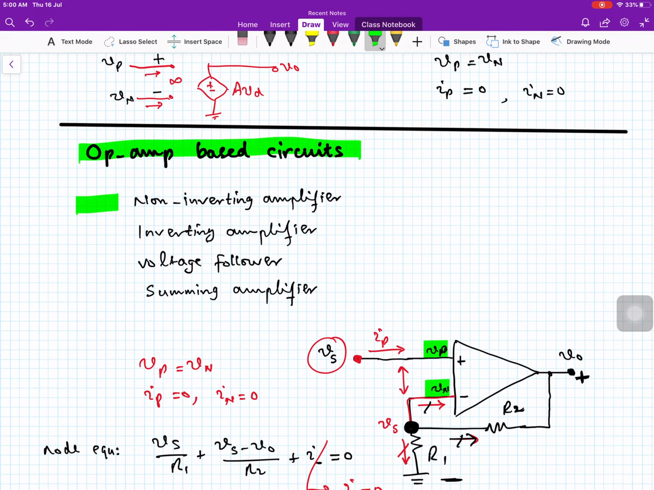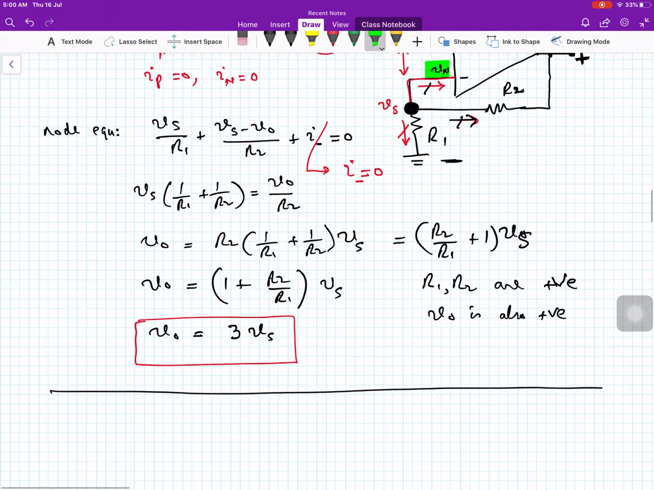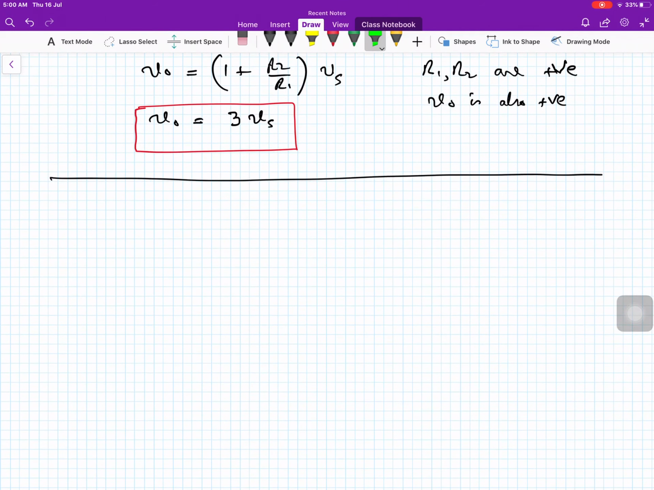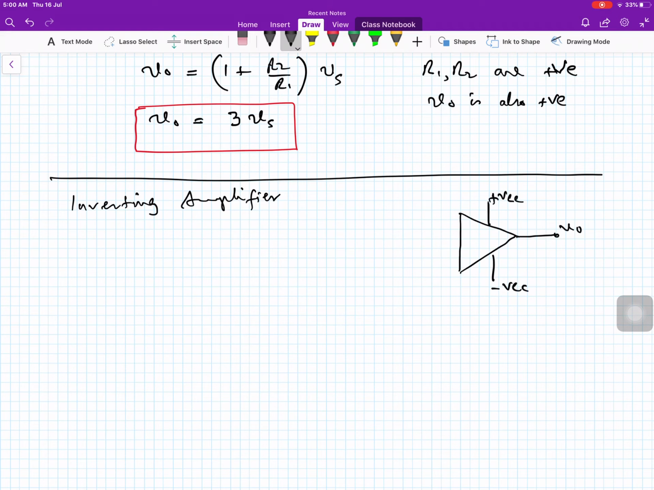So then, the inverting amplifier. In the inverting amplifier based on op-amp, we take the operational amplifier and this is Vo. Note that we don't show plus VCC and minus VCC. We don't show these because it is understood that we have them.